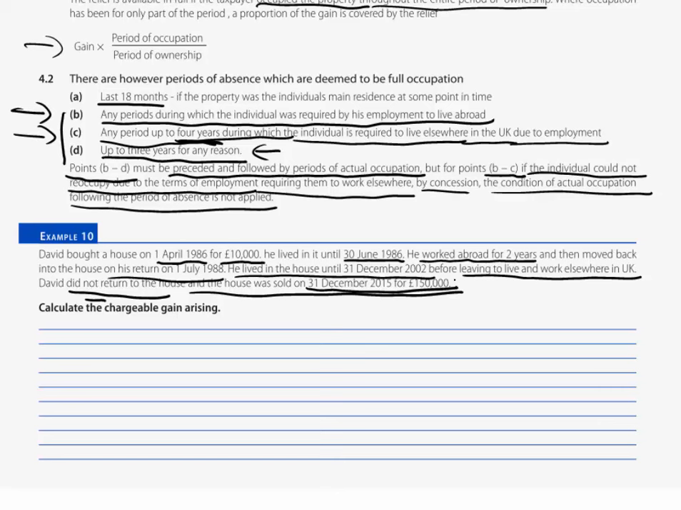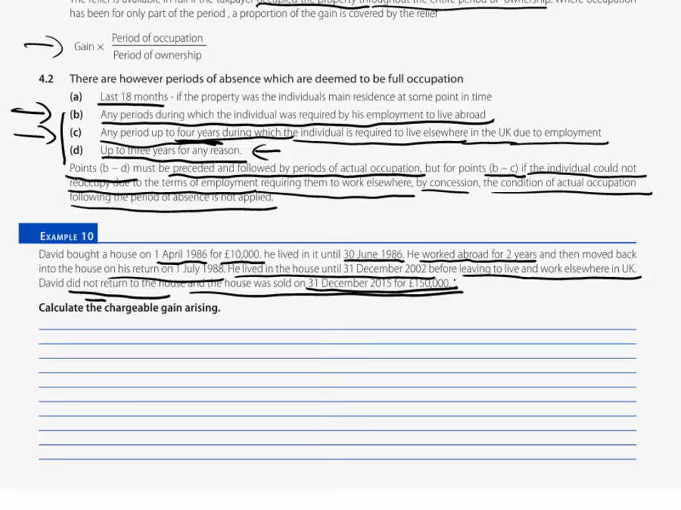Now, I will go through this with you, but what I want you to do, and therefore to pause once I've told you what I want you to do here, is, one, the simple calculation of the gain here. What will be the gain? Well, as I say, it's simple enough. We sold for £150,000, the cost was £10,000. So I think we can quickly see, therefore, that the gain will be £140,000.